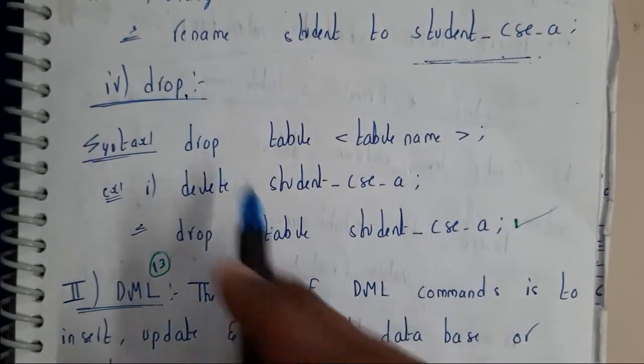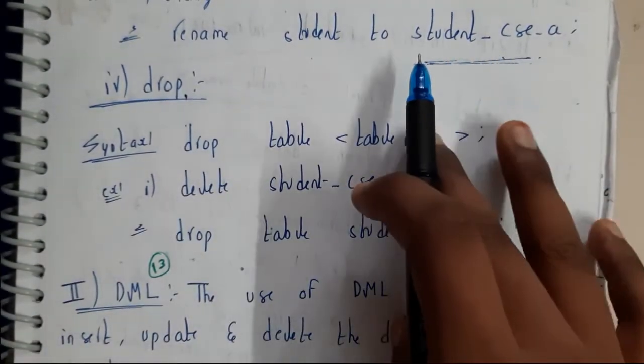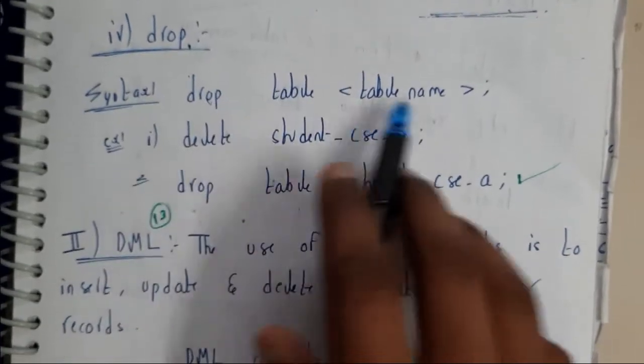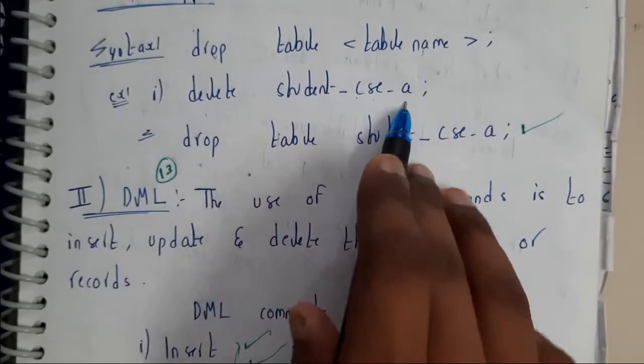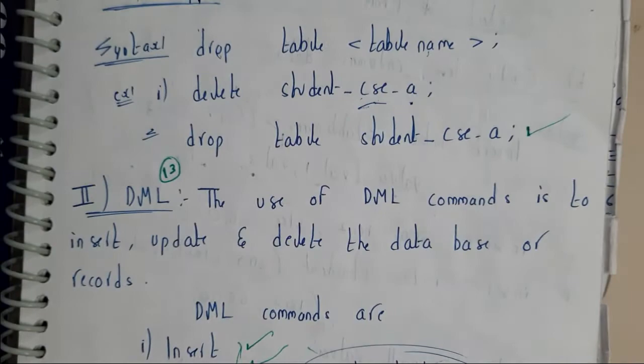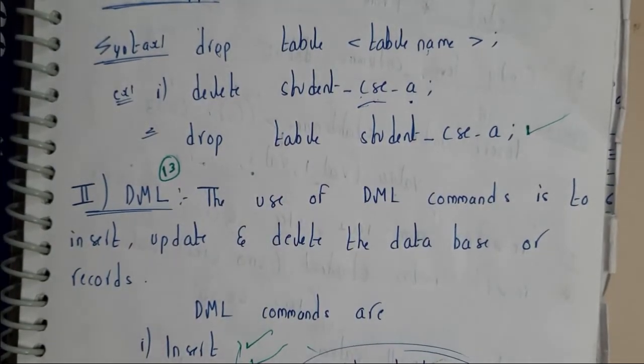So even we can drop the table, complete table. Remember, this is completely depending on table. So drop table name. So delete student underscore CSC underscore A. So the complete table will be deleted, guys. Fine. So I hope everyone got a small idea.